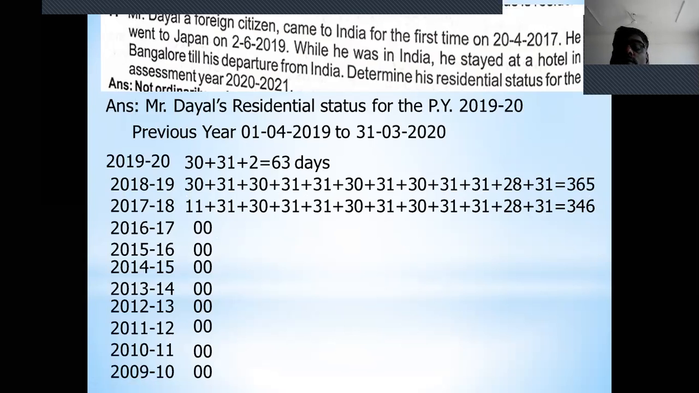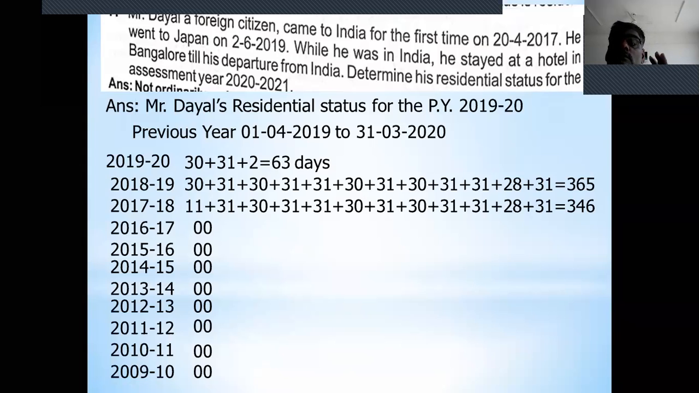Second basic condition. And you have to check the 2 subsequent conditions. He satisfied the second basic condition, no doubt. That is 63 days in the previous year, that means more than 60 days in the previous year, and 365 days in 4 previous years preceding the previous year. This is the rule. Second condition satisfied. Then the subsequent conditions.